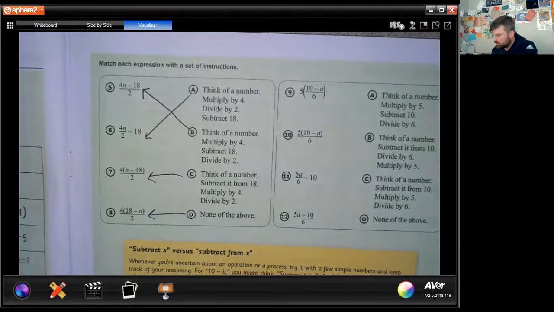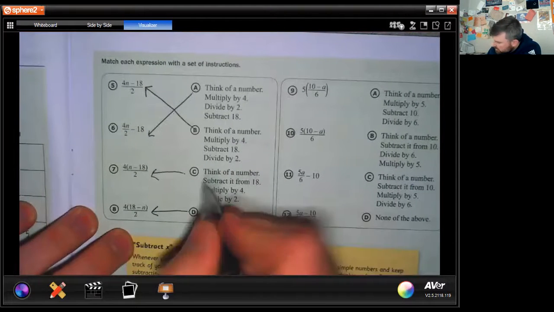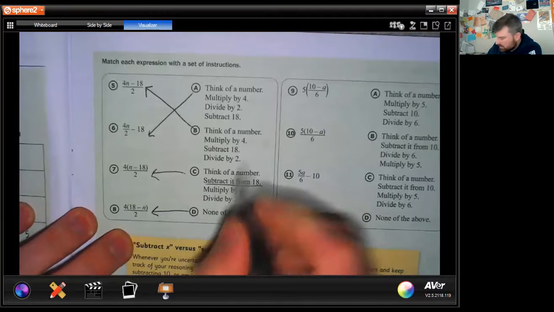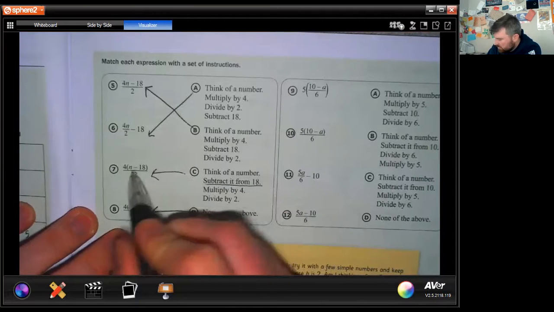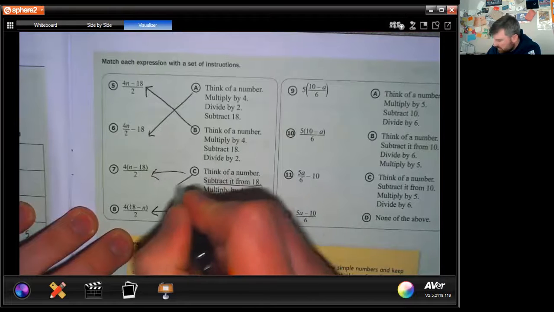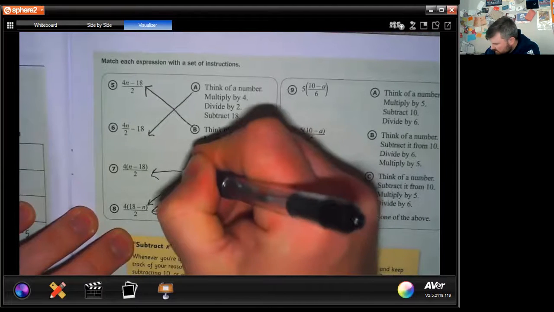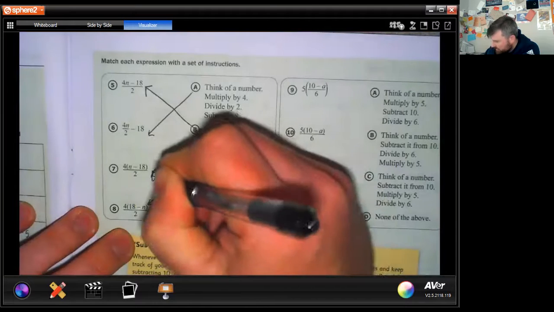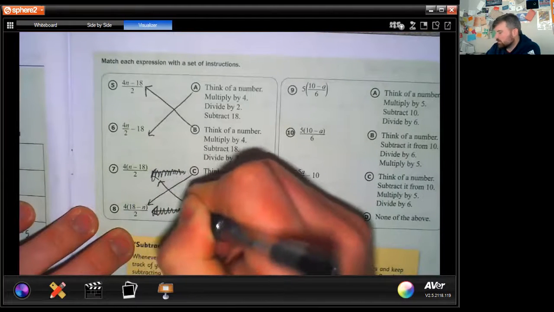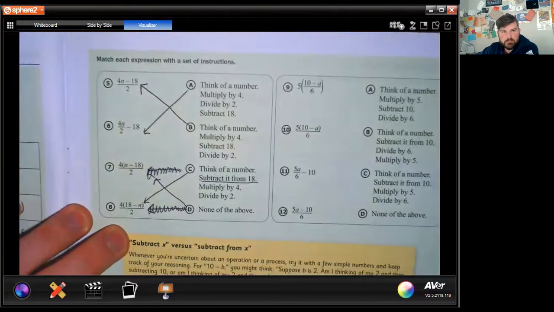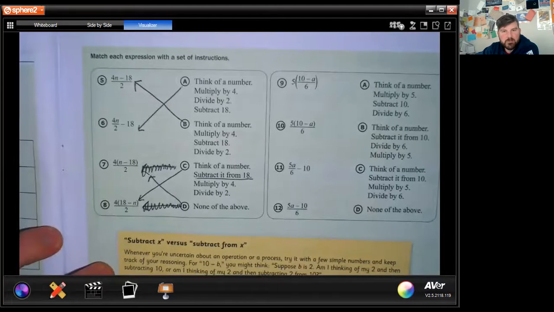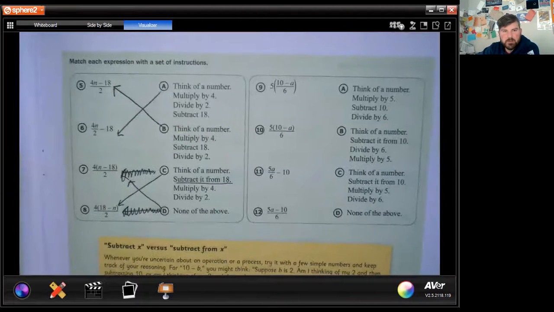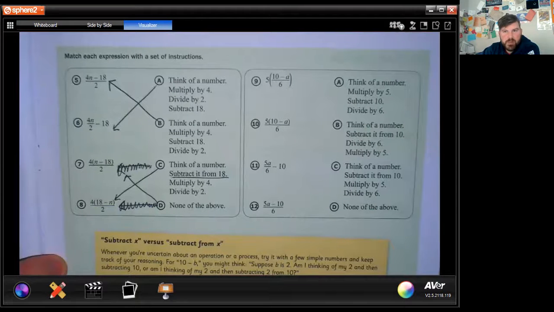Oh, I messed up. Okay. Subtract it from 18. I read that backwards, actually. So this, we subtracted 18 from it. So this actually goes down here. And this one goes up here. That's my fault. I was wrong. Okay, those two need to switch. Be careful reading it. That's just proof that you got to slow down and be careful. Don't make the same mistake I did.